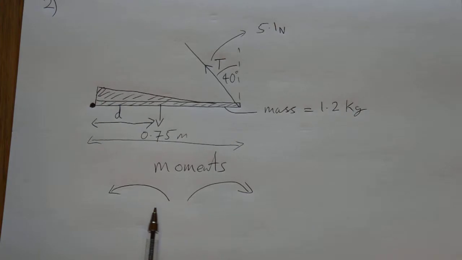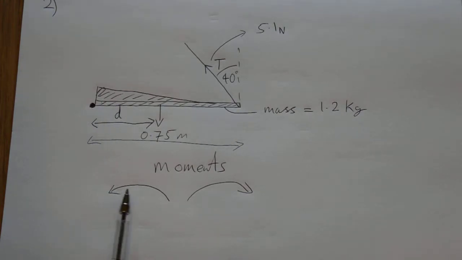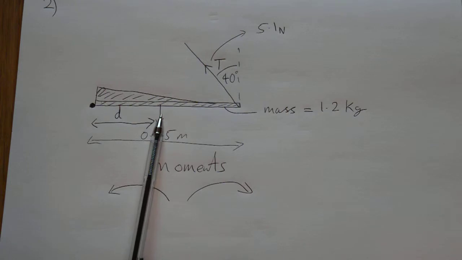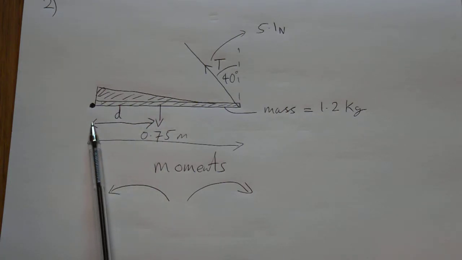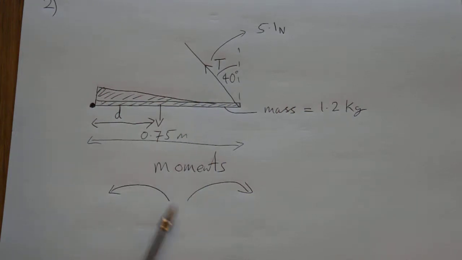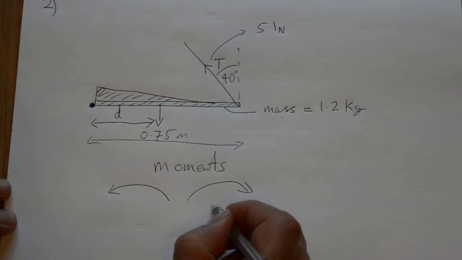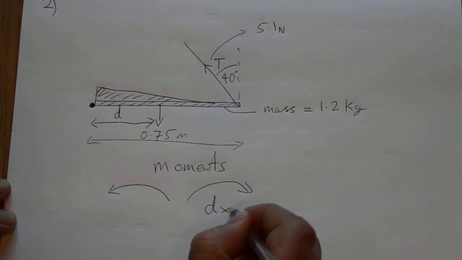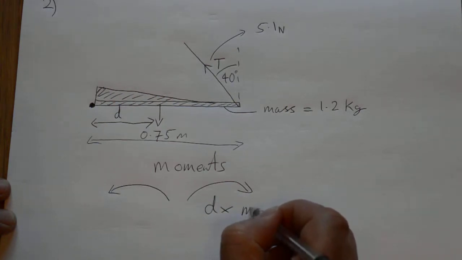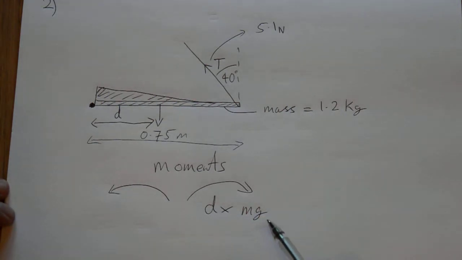What we now have to consider are the moments around the pivot point. So you need the clockwise moments. The clockwise here is going to be the weight times the perpendicular distance d. So we could just write that down here. It is going to be d times mg. I'm going to leave it mg. We know what m is up here.